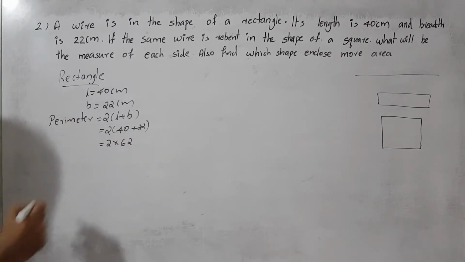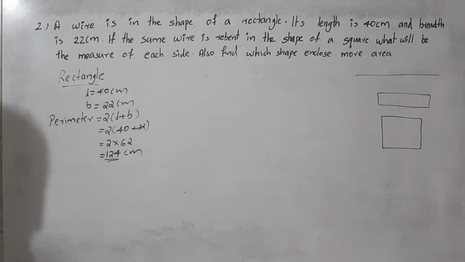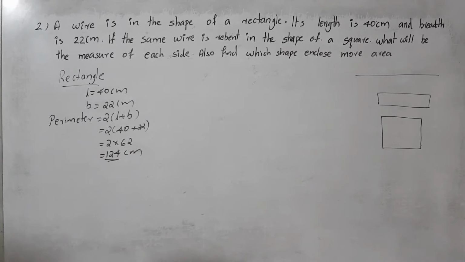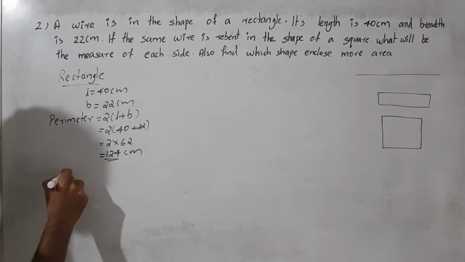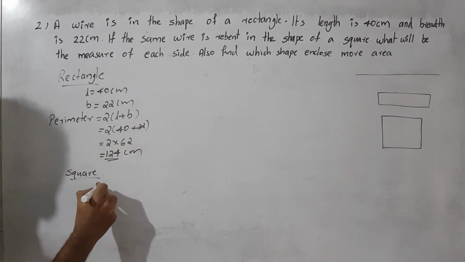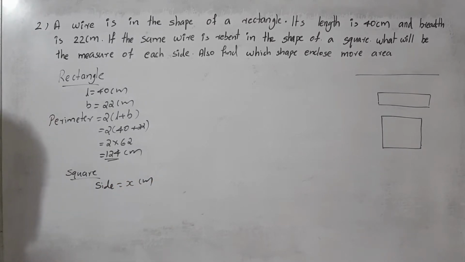Then 2 into 62 is equal to 124 centimeter. Then what is the perimeter of the rectangle? The perimeter of the rectangle is equal to 124 centimeter. Then next we choose the case of the square. The side measurement of the square is not given. That one we need to find here. So we take the side as x centimeter. We don't know the side measurement, so x centimeter.